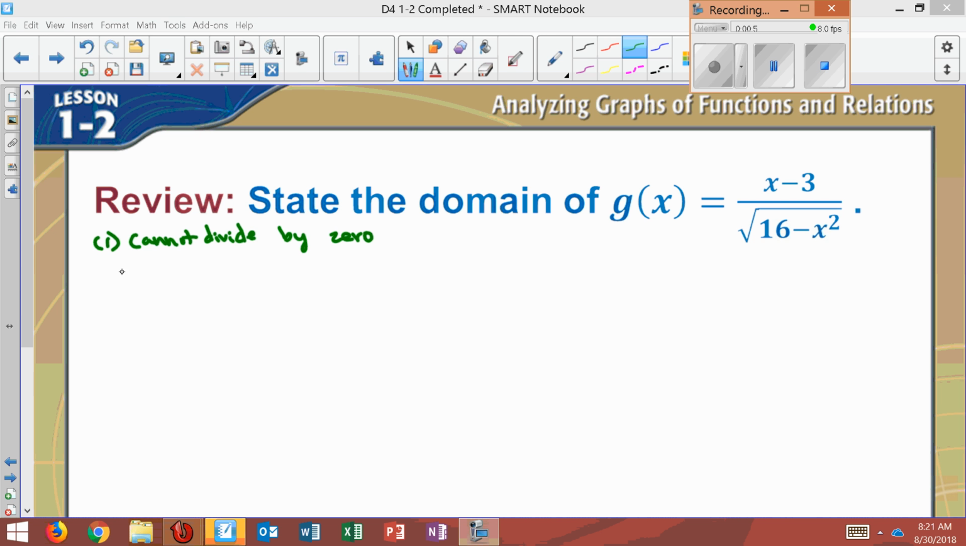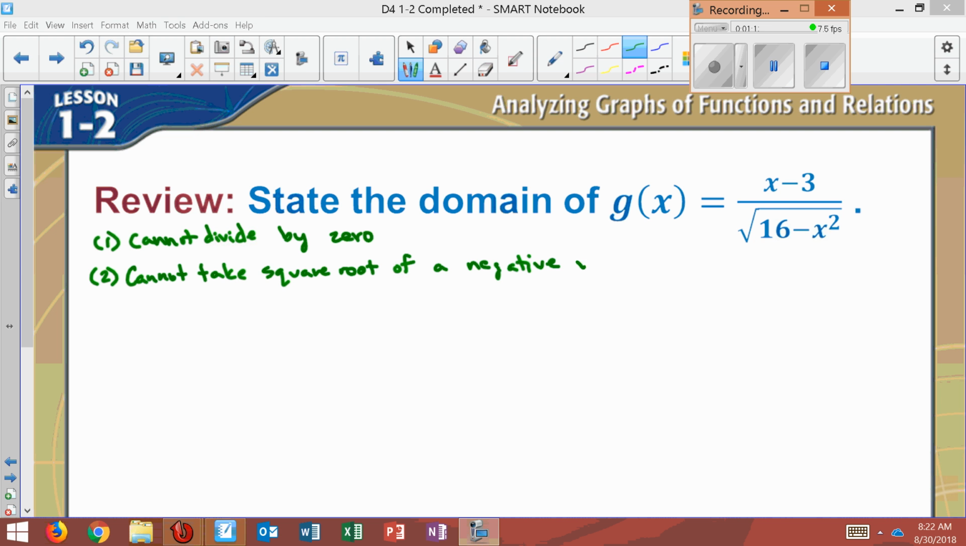The second thing is that if you have a square root, it doesn't matter if it's numerator or denominator, you cannot take a square root of negative numbers without it being imaginary. Take square root of a negative value.